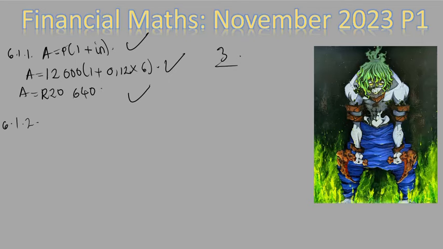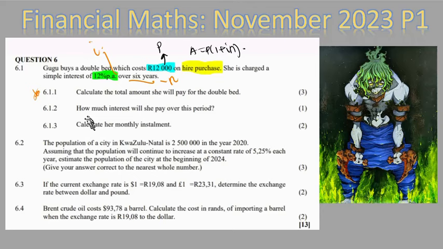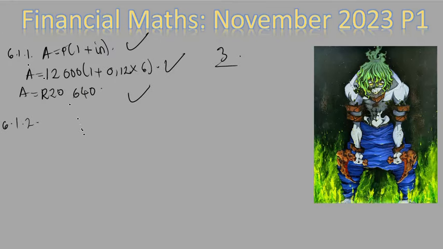Voila. There we go. The next question, it says now, how much interest will she pay over the period? Now, if there is any one of you who might have forgotten how we calculate the interest, I hope this video reminds you, because interest should be one of the easiest things to calculate, right? So for you to find interest, you're going to take A minus P. In this situation, what is my A? My A is 20,640. What is my P? My P is 12,000.